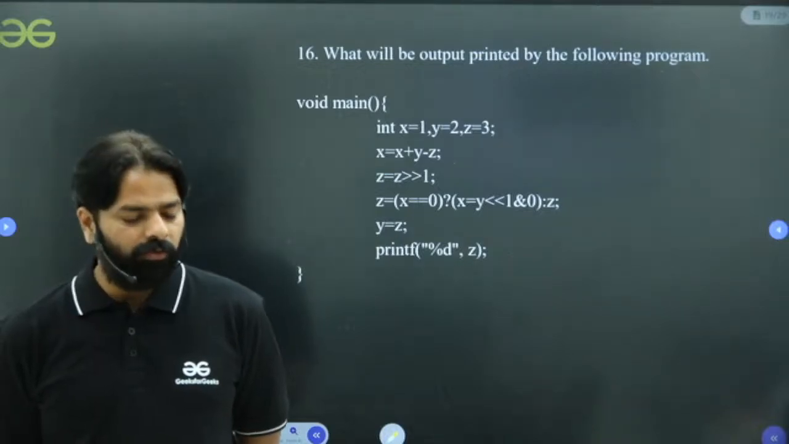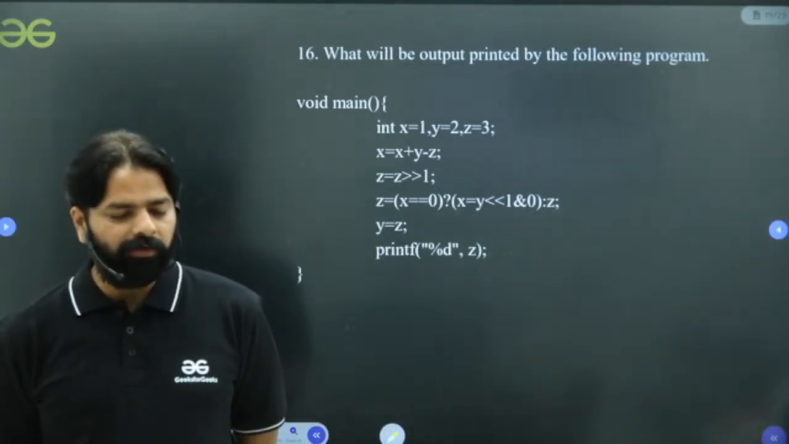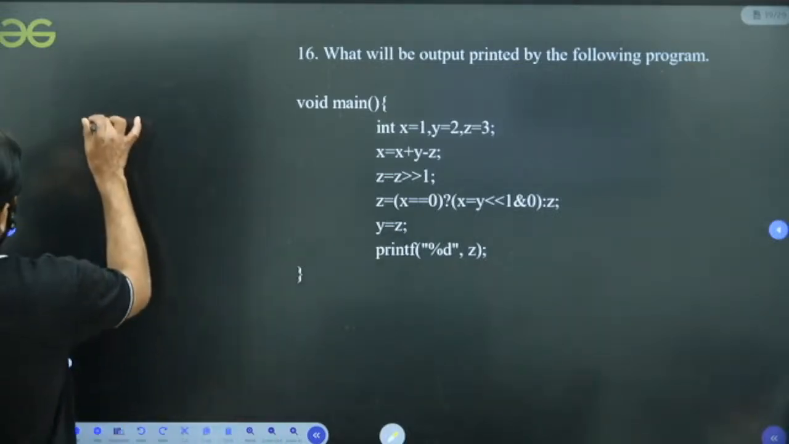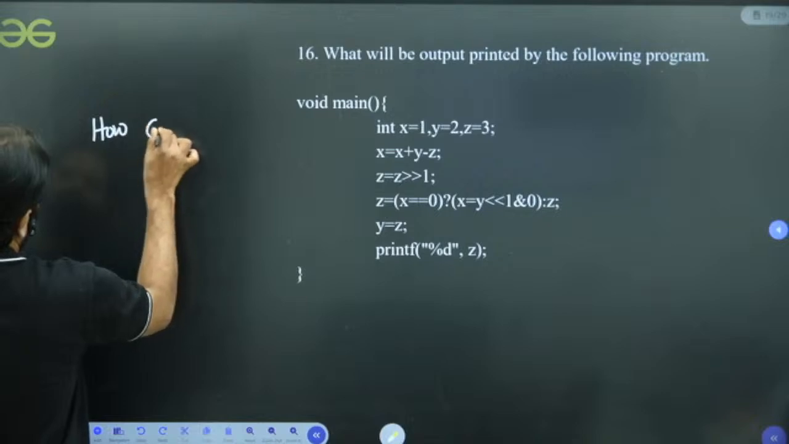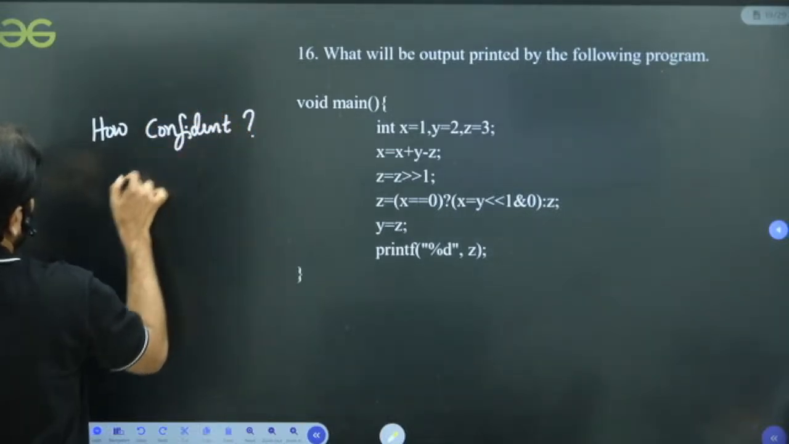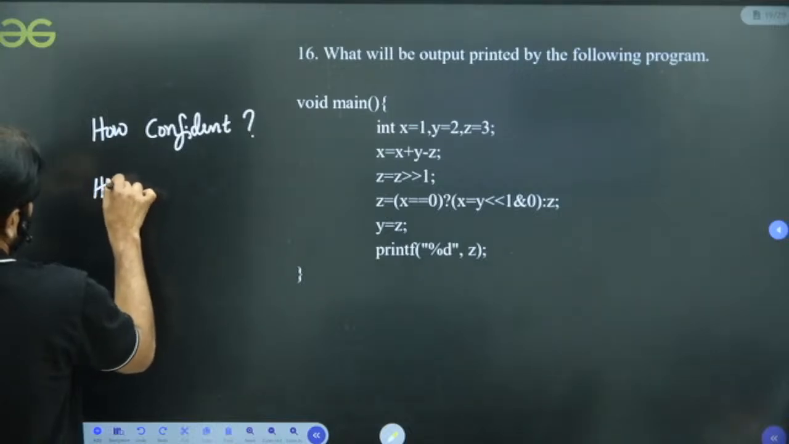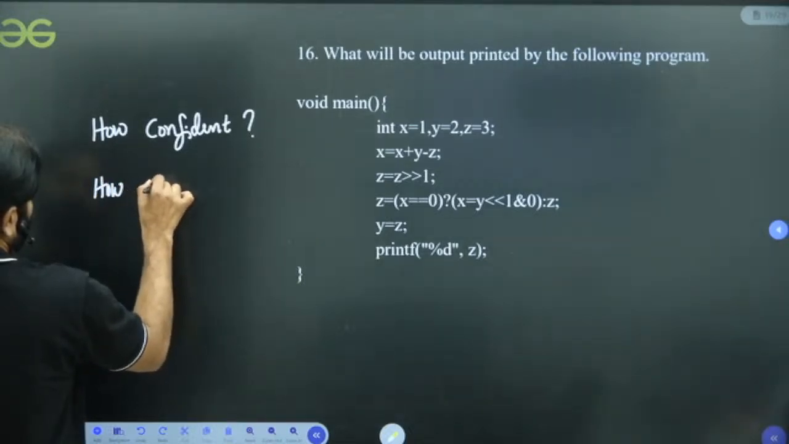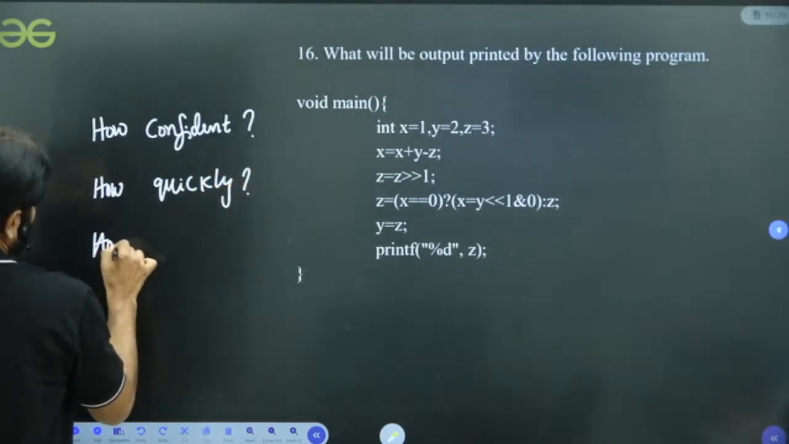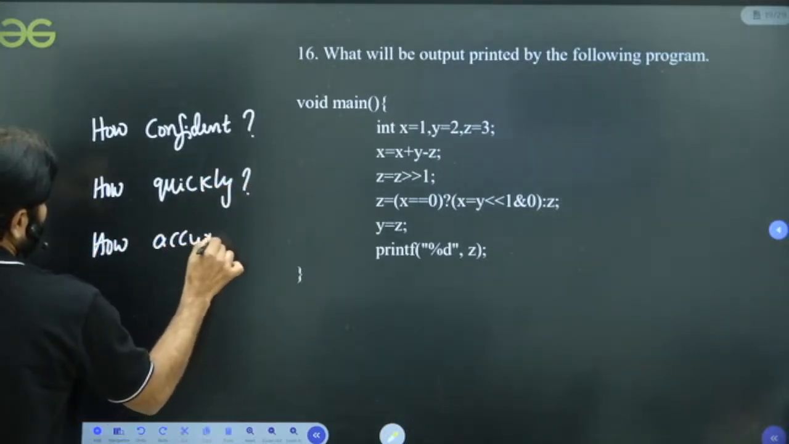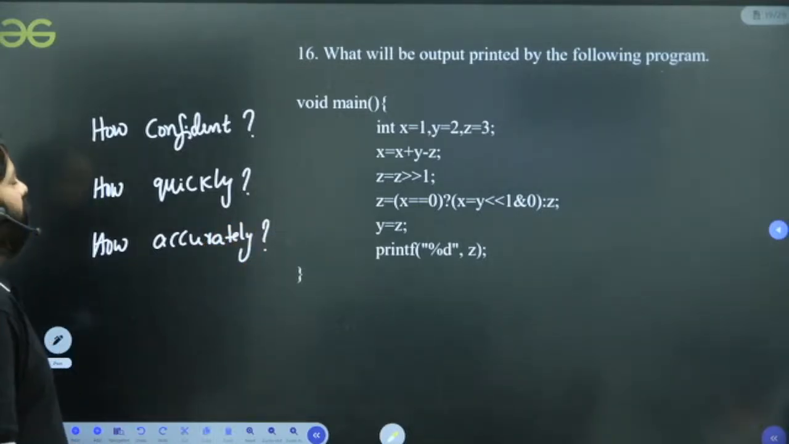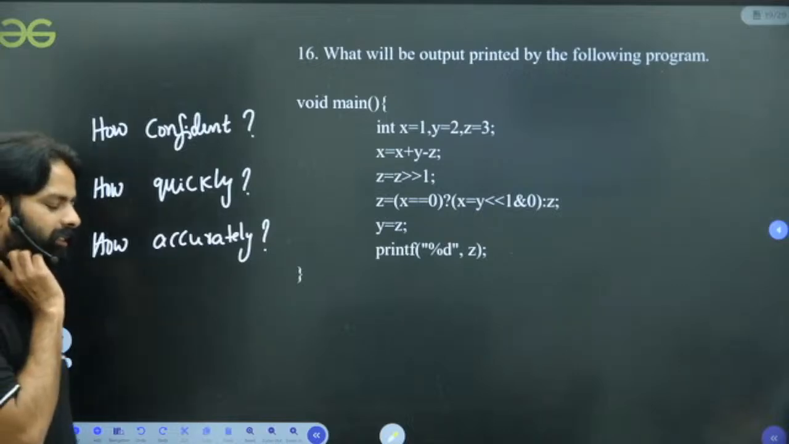How quickly you are able to do it, how confidently you are able to do it, how accurately you are able to do it. These things matter. Remember how confident you are. How quickly you can do it is not enough. How accurately you are able to do it. These 3 things are very important at this stage.